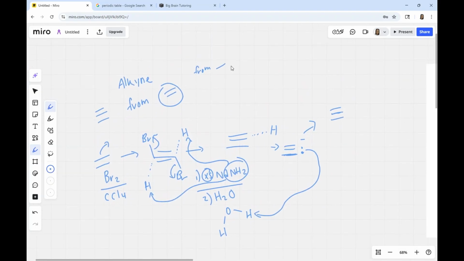From an alkane, this is touched on more in chapter 10. But essentially, what happens in chapter 10 is, let's say we have something like this, right? Something like this.